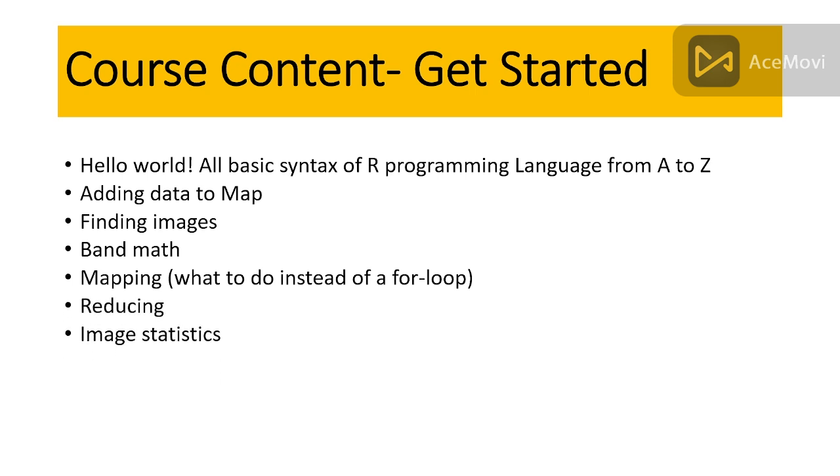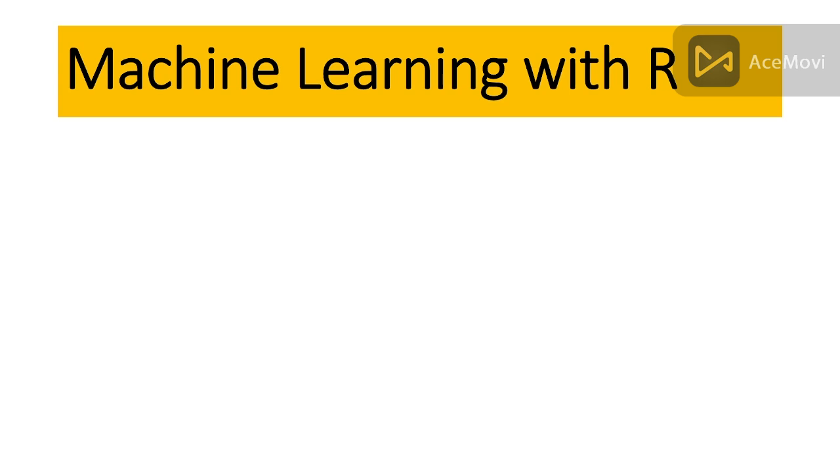Then image statistics, different types of pixel value, average, minimum, maximum, how can you calculate. Then we talk about the masking, then a complete example. All of those things we try to give you the complete example. Then we try to show you machine learning with our programming language with the rgee package.